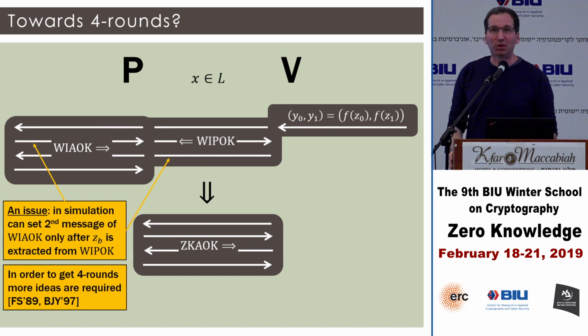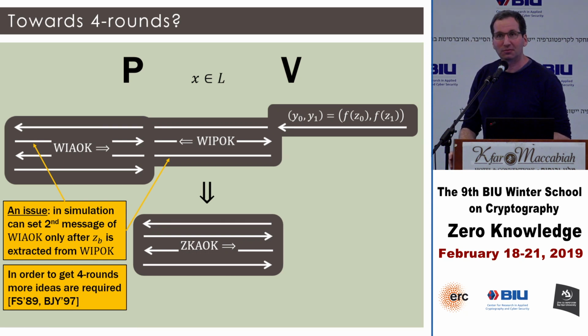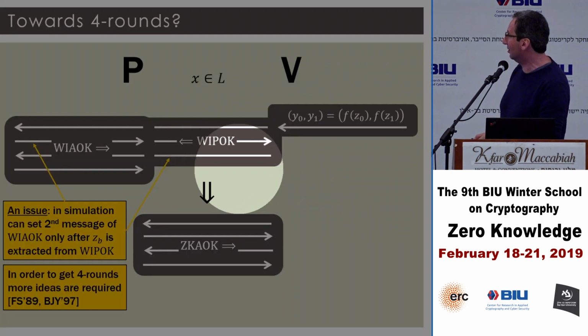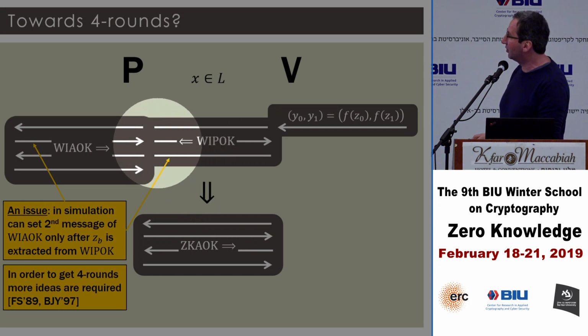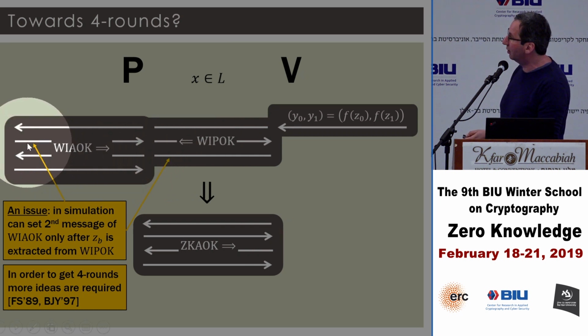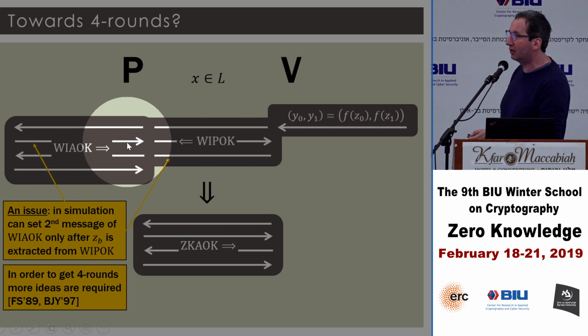In any case, it's possible to get 4 rounds in a different way. Yes? The problem that I see, it might not be a problem for all I know, is that when the simulator extracts, it needs the third message here. And then this message will depend on the witness that you extract, and this happens before this. Now, my intuition is maybe that you can extract and set this message after you've extracted. That might be possible, but I haven't thought this through, so I don't want to claim it.